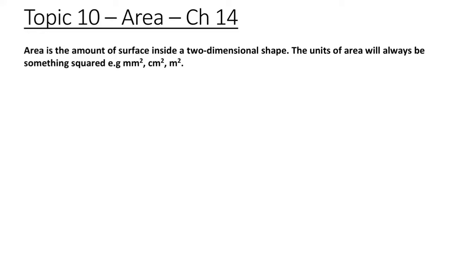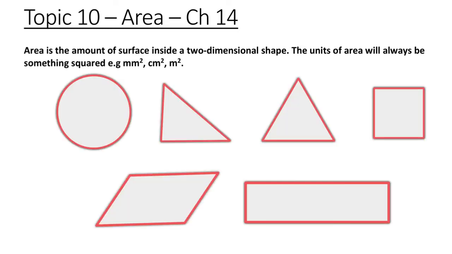In this video we're going to look at area and perimeter. Now area is the amount of surface inside a two-dimensional shape. It's the amount of space a shape contains. So here we've drawn a number of shapes and we can see that the grey contained within the shapes is the area. It's the amount of space they contain. And the red lines around the outside is the perimeter of the shape.